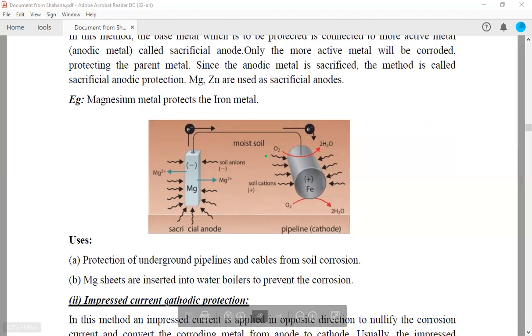The second application of the sacrificial anodic protection method is that magnesium sheets are inserted into water boilers to prevent corrosion. It also protects marine structures and ship hulls, which are made of steel and are connected to a sacrificial anode, which undergoes corrosion, leaving the base metal protected.